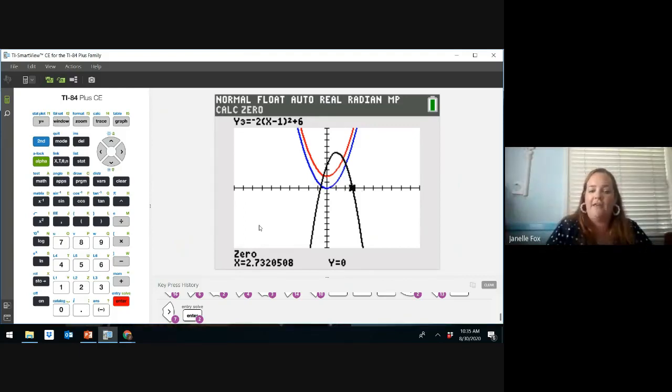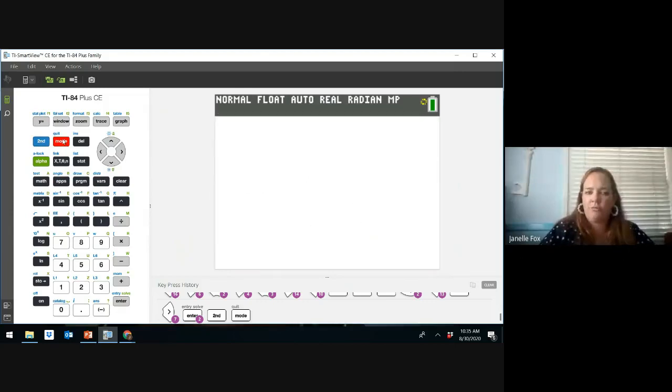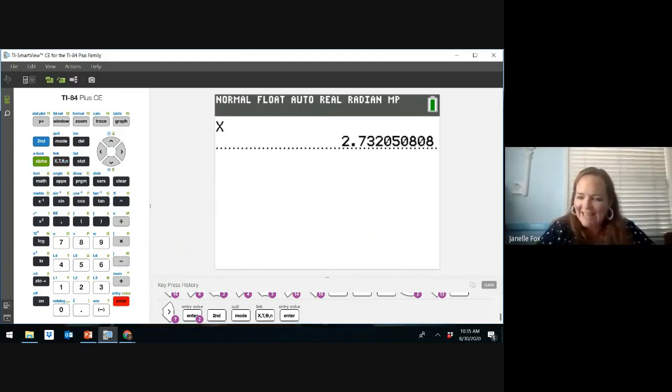Now, another fun thing is this X value is now actually stored in your calculator's menu. I'm going to show you something. Let's quit and just go to the home screen. If I push the X button on here and I just hit enter, that is the X value. Isn't that the coolest? You can store values. You can do all sorts of fun things.